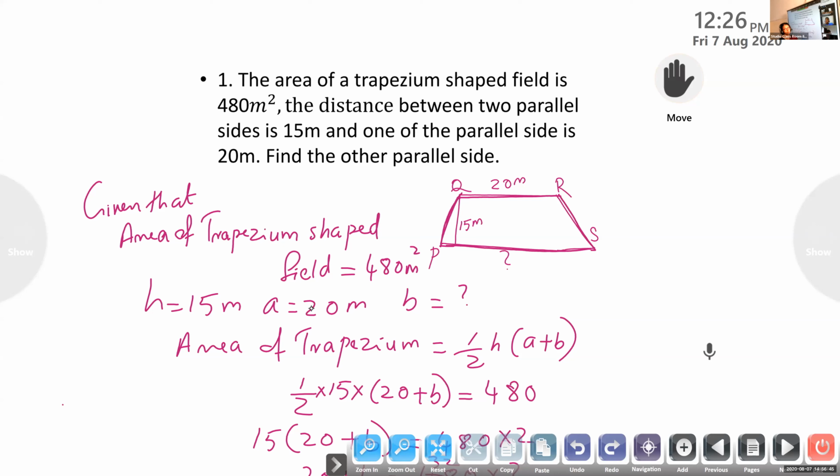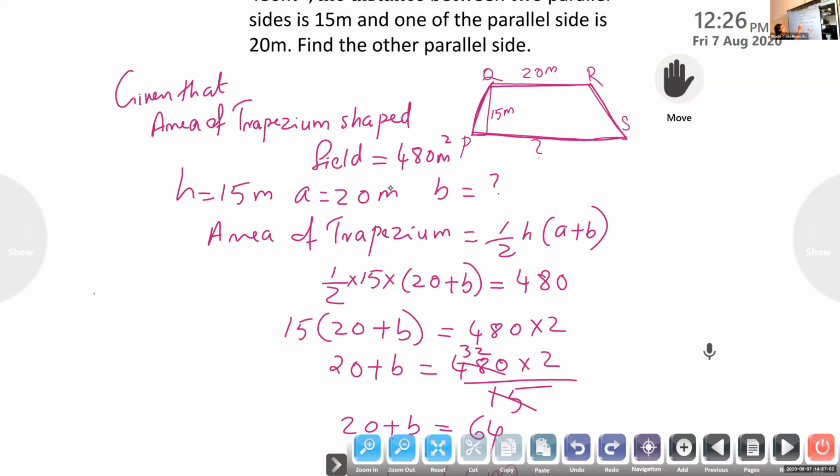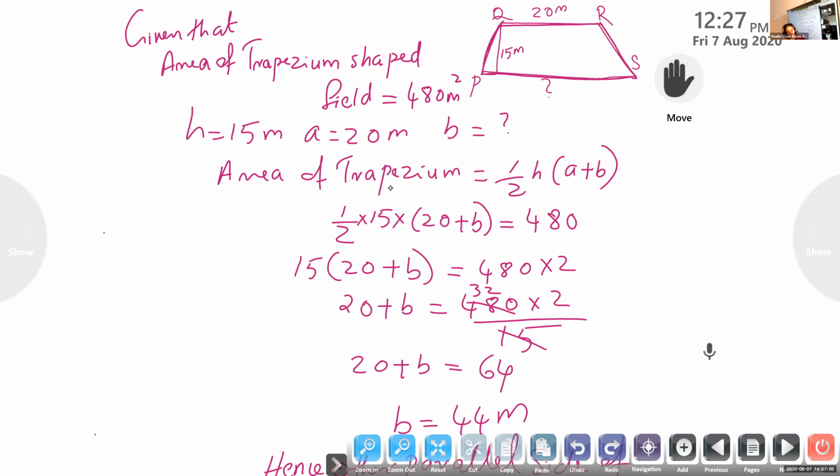In this question, the length of PS we need to find. We have the formula, half h into a plus b is the area of trapezium, and given that it is equal to 480. So for calculating b, first we are taking this 2 to the right side, so that it becomes 480 into 2. Then 15 to the denominator. We are dividing 480 by 15. We will get 32. 32 into 2 is 64. So b equals 64 minus 20, 44.